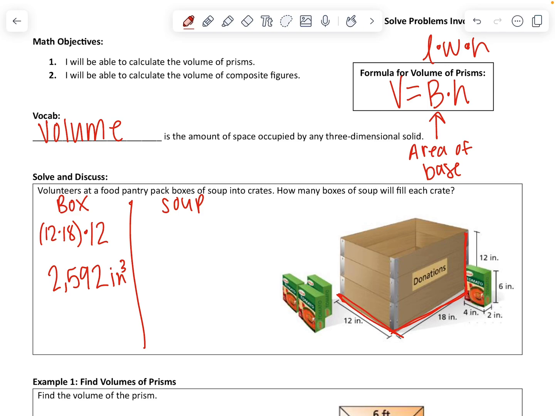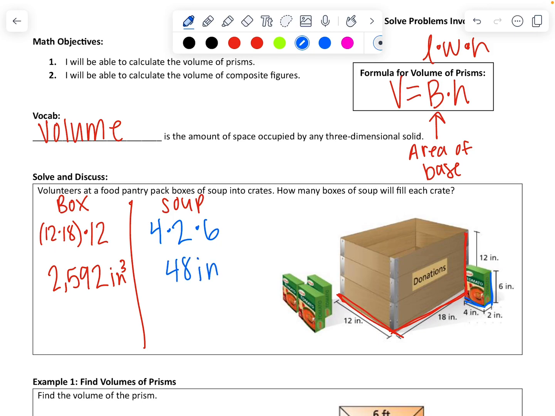Now we figure out the volume of the boxes of soup. You can see the base of our soup is 4 and 2. So we're going to do 4 times 2, and then multiply it by 6, because that's our height. With rectangular prisms like these, it's really easy. All you're doing is multiplying all three numbers. So 4 times 2 is 8, 8 times 6 is 48, and that would also be inches cubed.